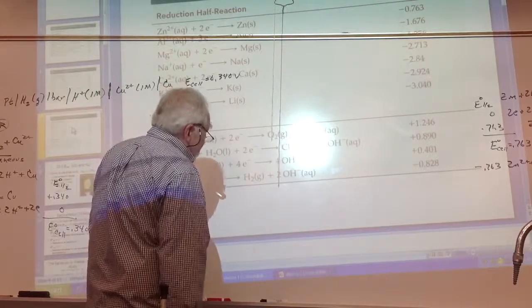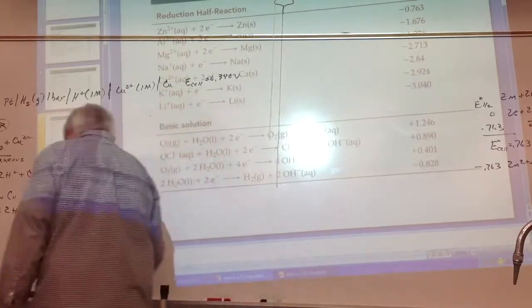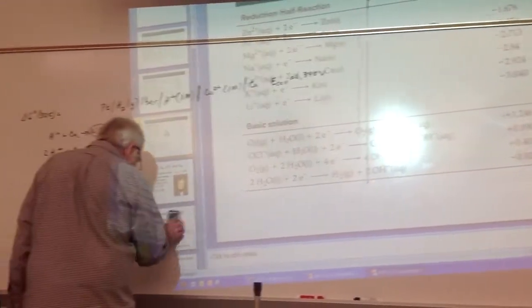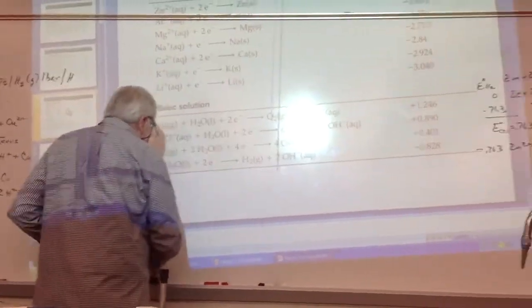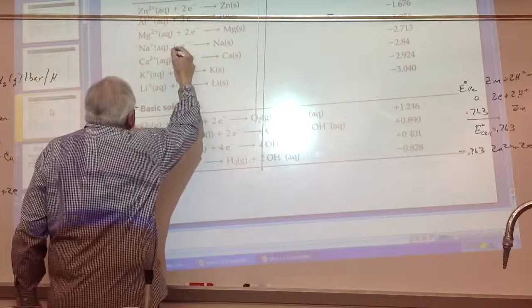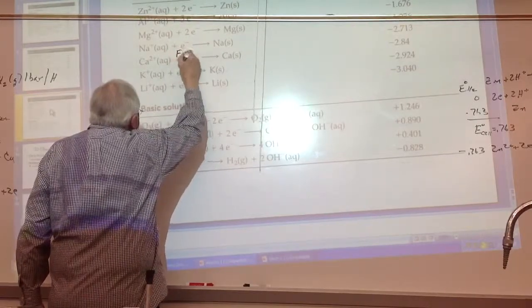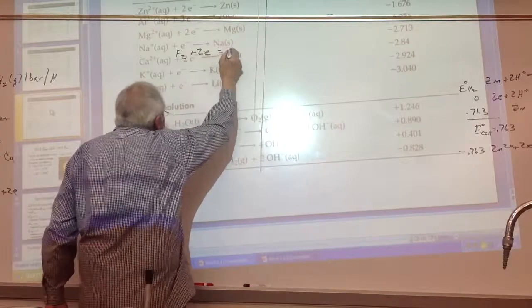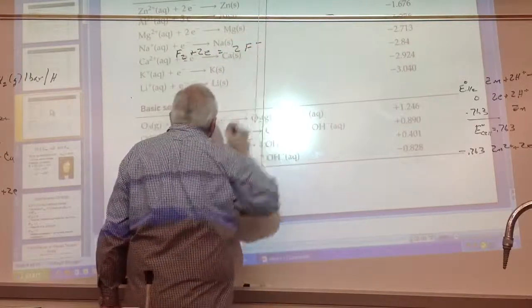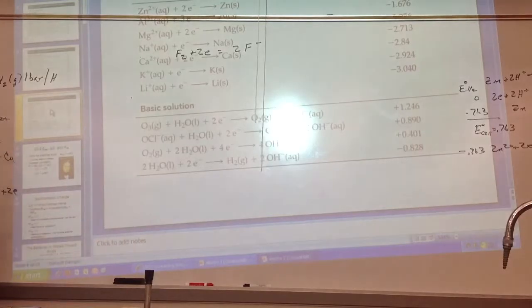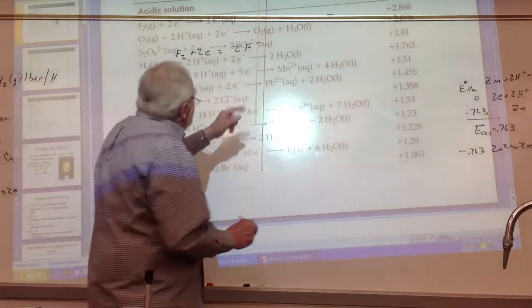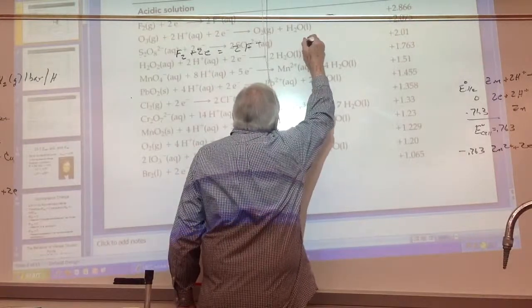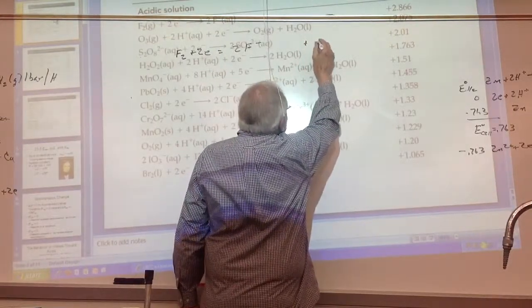Basically, or essentially, what I want to do, and then I'll be finished. At the top of this table, by the way, some tables write upside down, I don't know why. You see plus 2.86. And that's the half cell potential.